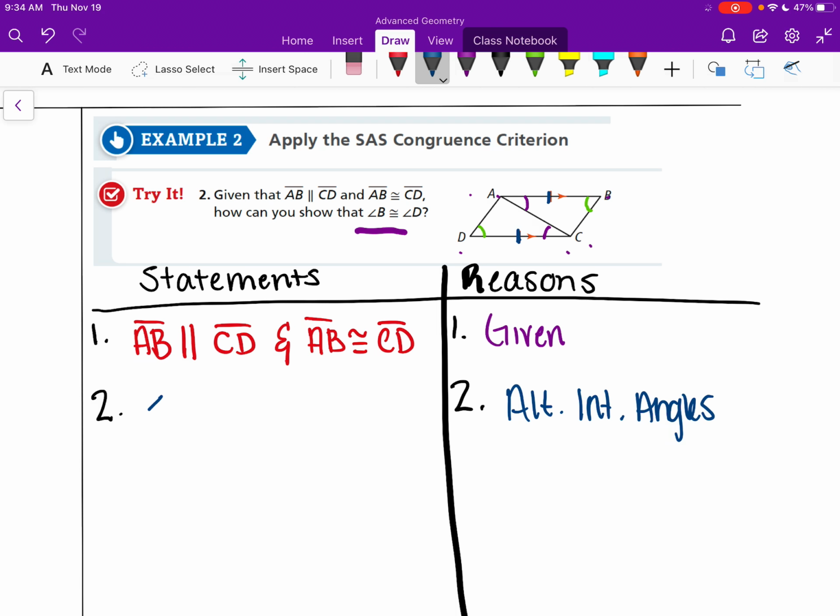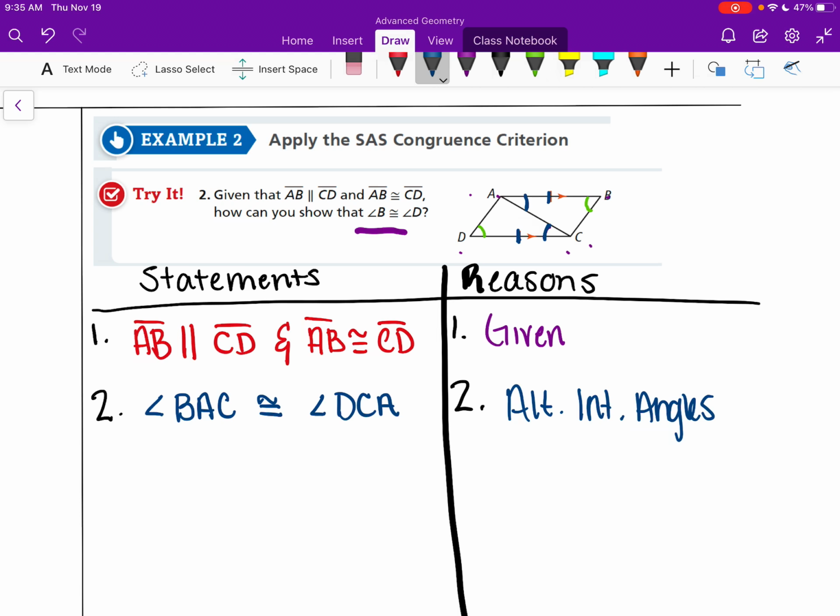We can know that angle BAC is congruent to angle DCA because they are alternate interior angles. And that comes from knowing that those two lines are parallel. If we didn't know that, we couldn't say that for sure. But now that we do, we know those two angles are congruent.